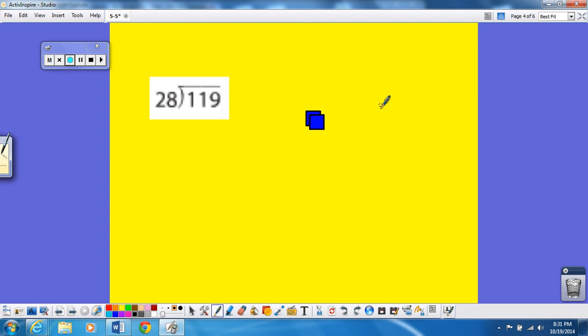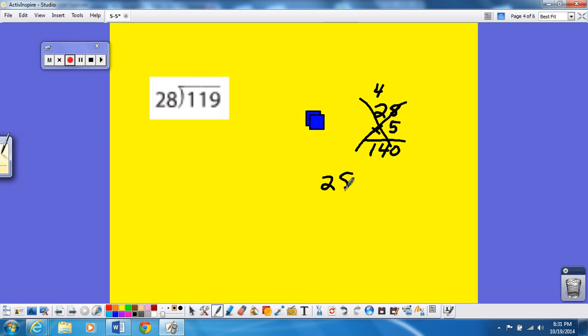One thing that helps some people is to come over to the side of their paper and just multiply 28 by different single-digit numbers until you get close to, but not over, the dividend. So I'll start with a 5, just because 5's in the middle and it's a good place to start. 5 times 8 is 40. 5 times 2 is 10, plus 4 is 14. So I know 5 is too much.